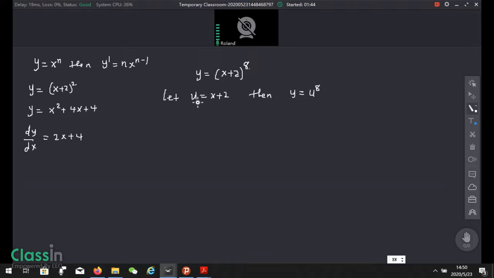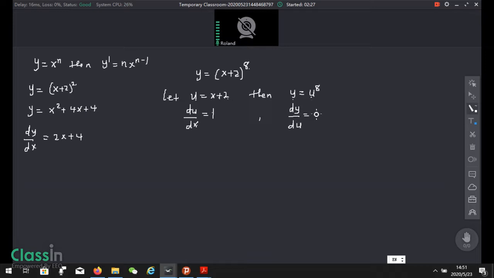Now, u is a function of x. So we can only differentiate u with respect to x, du/dx. We cannot find dy/dx. In fact, there is no y. It's u and x. If we differentiate u with respect to x, we have 1, because when we differentiate x, we have 1, and when we differentiate 2, we have 0. And y is a function of u. So we can only differentiate y with respect to u, dy/du. We cannot find dy/dx because there is not even x.